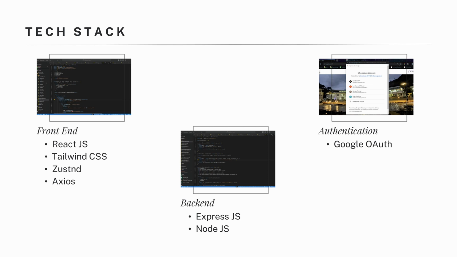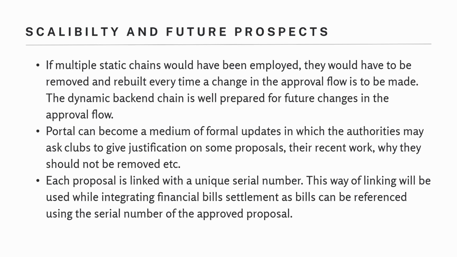The choice of stack majorly depends upon choosing a framework which is regularly maintained and famous, hence which offers a wide range of support, making the web app easy to maintain and edit in future. Coming to the scalability and future prospects. As mentioned earlier, if multiple static chains would have been employed, they would have to be removed and rebuilt every time a change in the approval flow is made. The dynamic backend chain is prepared for future changes in the approval flow.